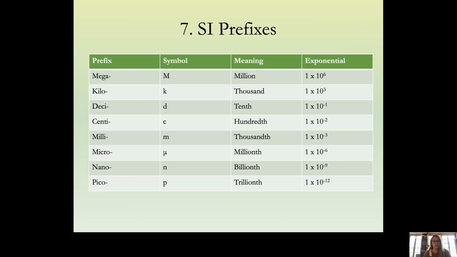Same with the prefixes. Hopefully these are a review to you. For the metric, P for pico, N for nano. This is the letter mu for micro, little m for milli, not to get confused with capital M for mega. C for centi, D for deci, and K for kilo.